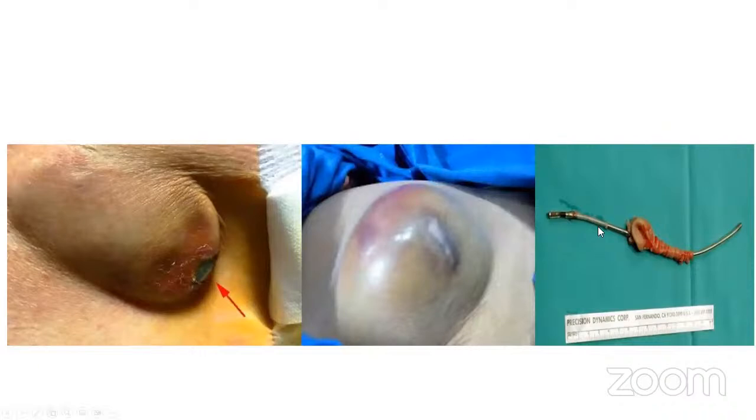Here's the picture where we can see the generator eroding through the skin. And also here we can see the vegetations involving the leads.